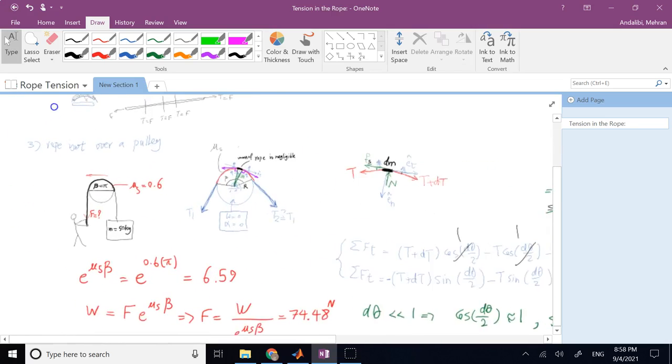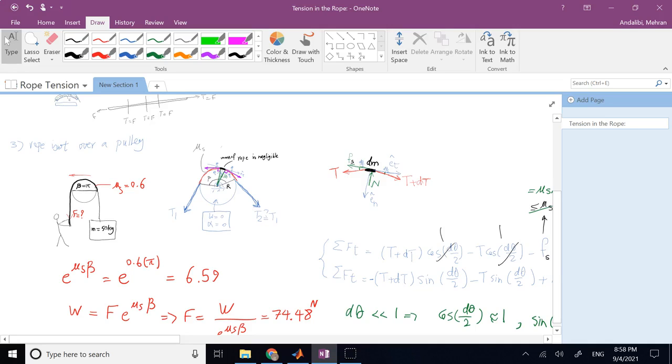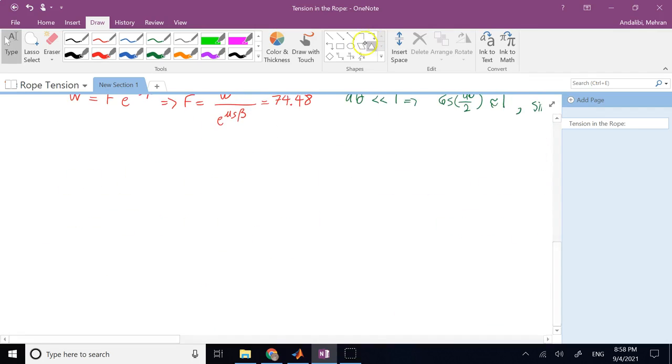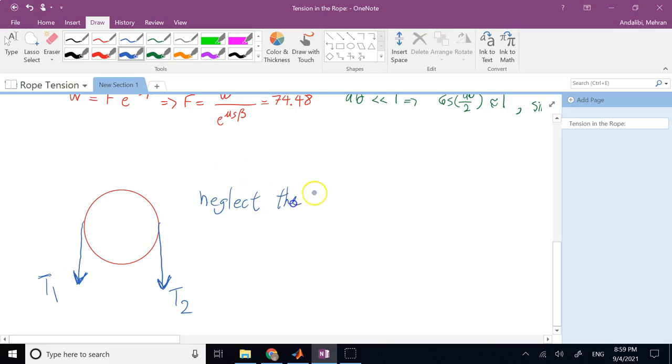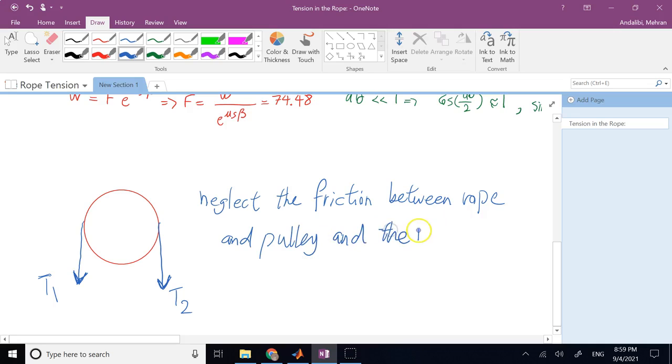Now, sometimes the rope goes over a pulley, and even if you can neglect mu, still T1 and T2 are not equal. Because sometimes, probably you have seen that, they say, well, there is this T1 here, and there is this T2 here. And they say neglect the friction between rope or belt and pulley, and the mass of the rope.